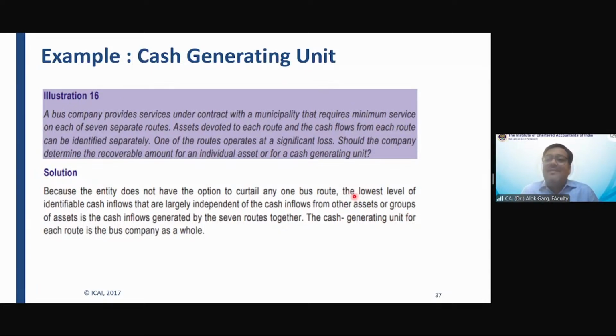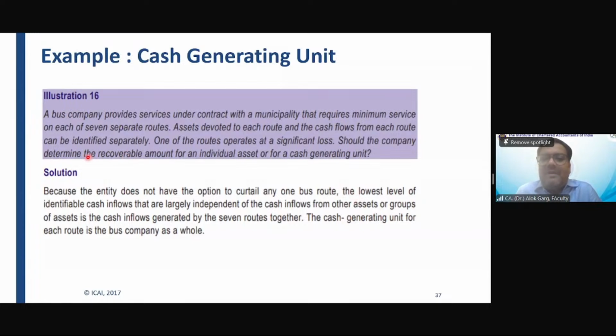But out of the 7 routes, 1 route is at a significant loss, right? If 1 route is at a significant loss, is there an indicator of impairment? Yes. If one route is in loss, then it is an indicator of impairment, meaning the assets deployed on that route are not able to provide sufficient future economic benefit.